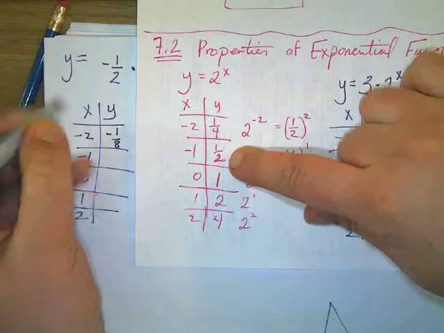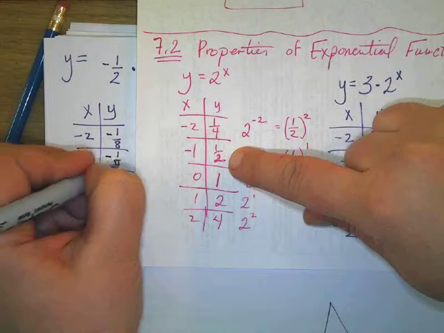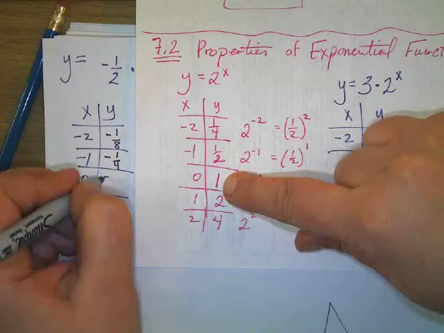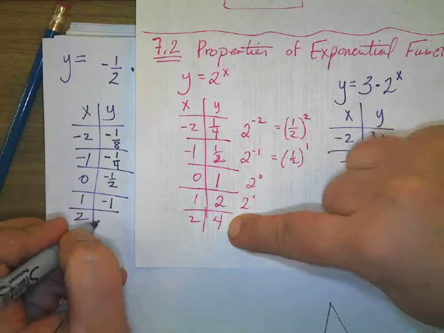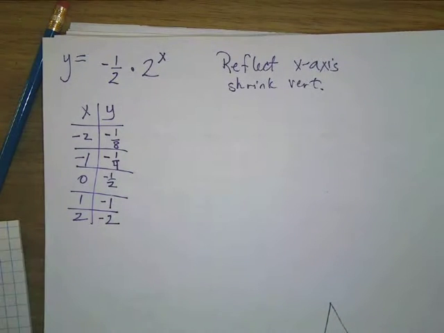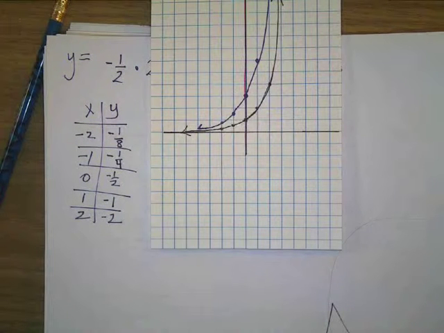Instead of being at 1/2, we got to multiply it by -1/2. So it's going to be at -1/4. What's 1 times -1/2? -1/2. What's 2 times -1/2? -1. What's 4 times -1/2? -2. Are we good there? So let's graph that one and see what the heck happens, shall we?